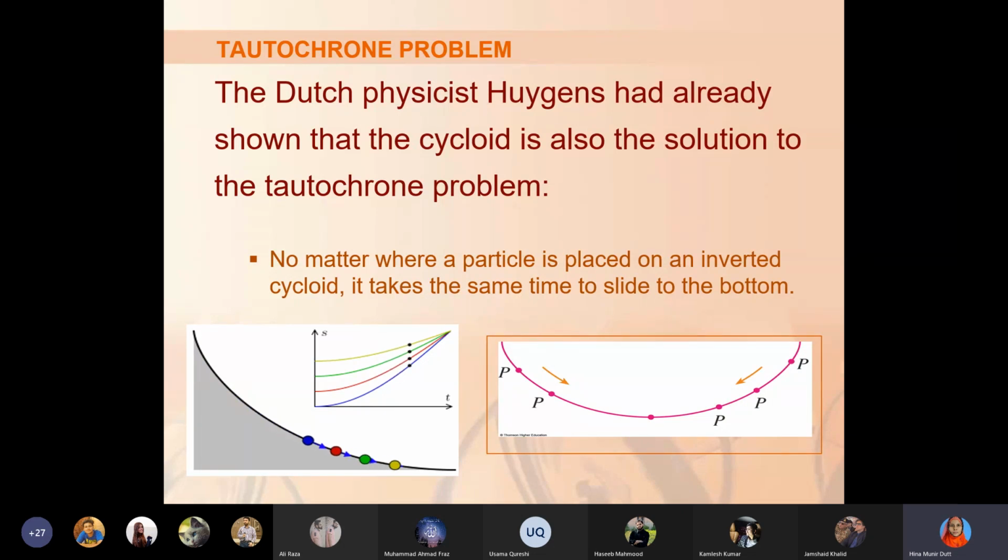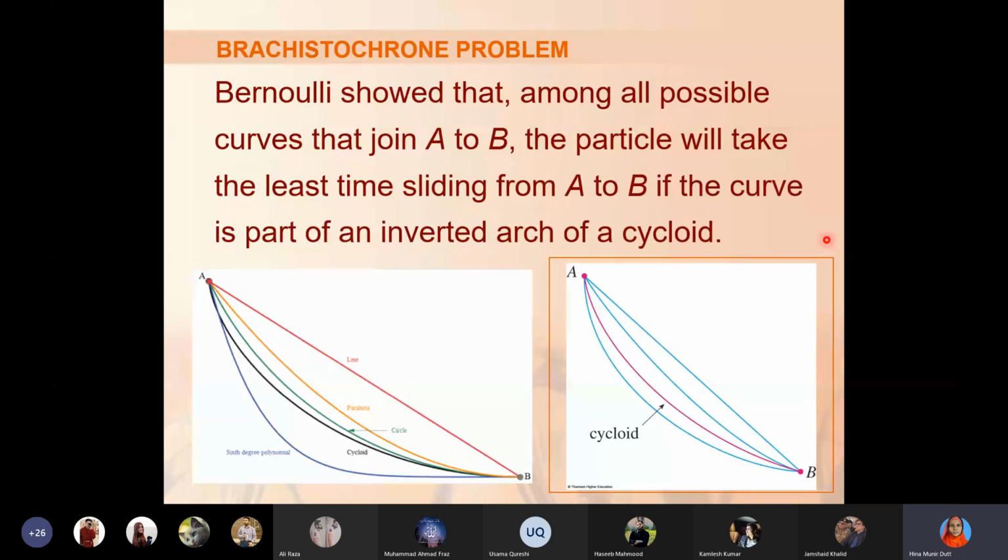The Dutch physicist Huygens had already shown that the cycloid is also the solution to the tautochrone problem. That is, no matter where a particle is placed on an inverted cycloid, it takes the same time to slide to the bottom. The particle will reach the bottom at the same time. The tautochrone is the same time curve, and the brachistochrone is the shortest time curve.